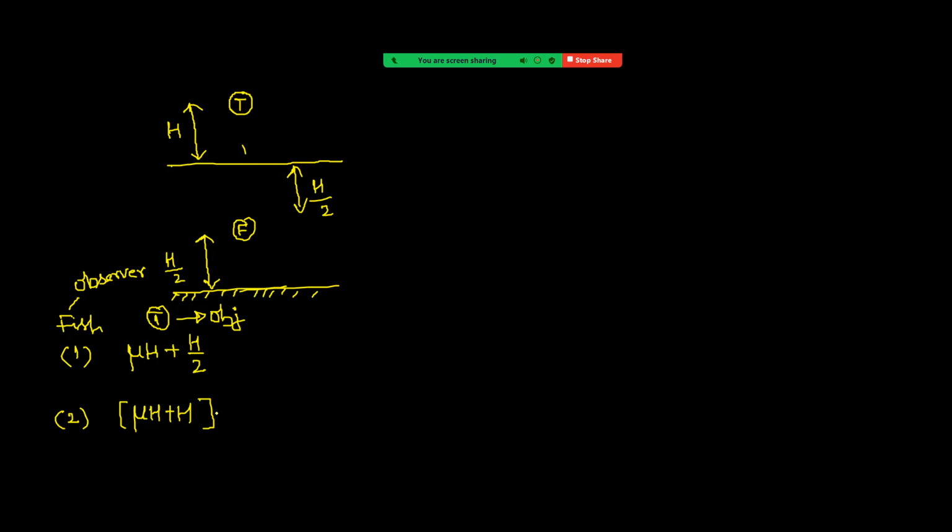And we know that the distance of the object and the distance of the image from a plane mirror are the same. That means its image will be below the mirror at the same distance. Now the fish is looking at the image of the eye. Its distance is h by 2, therefore plus h by 2. That means the distance of the eye from the fish is h by 2 plus mu H plus H. This is the distance of the eye when the fish is looking at the mirror.